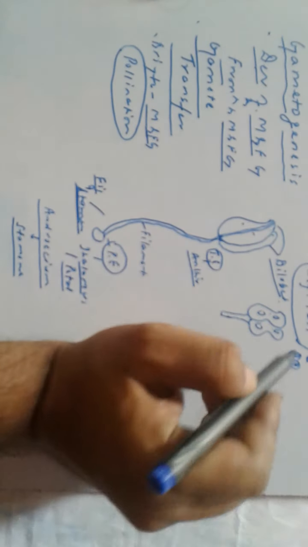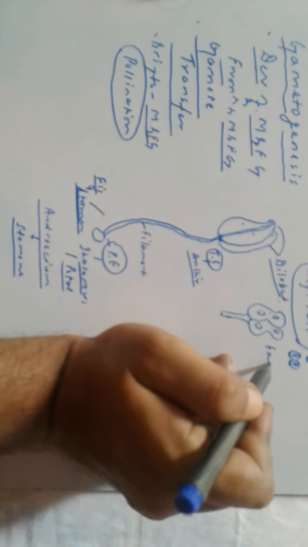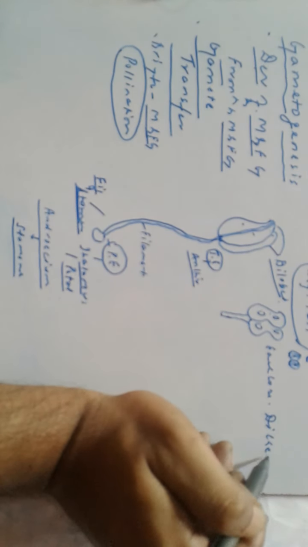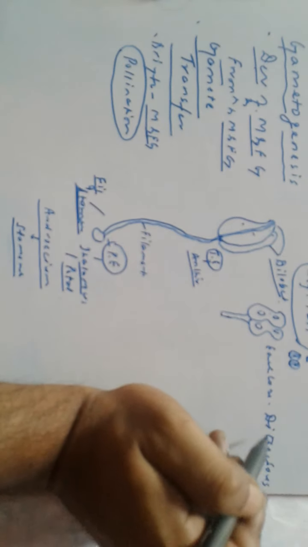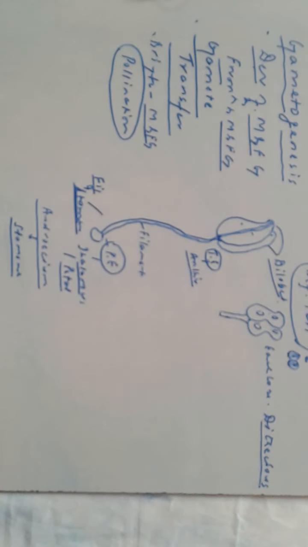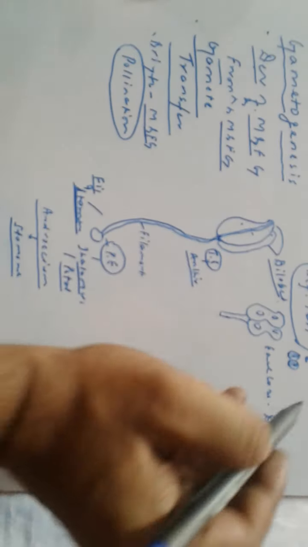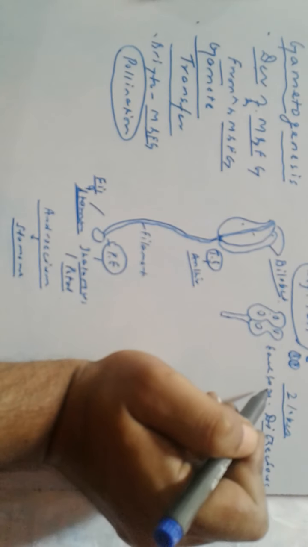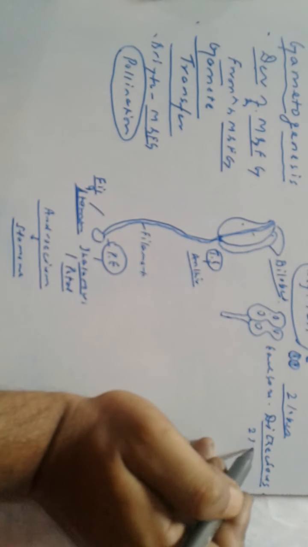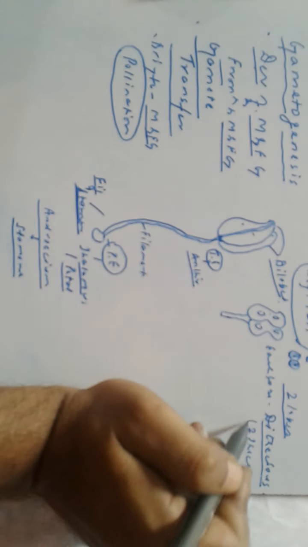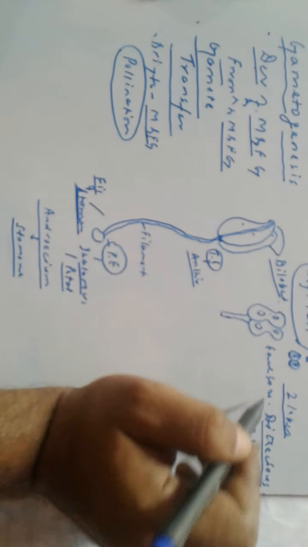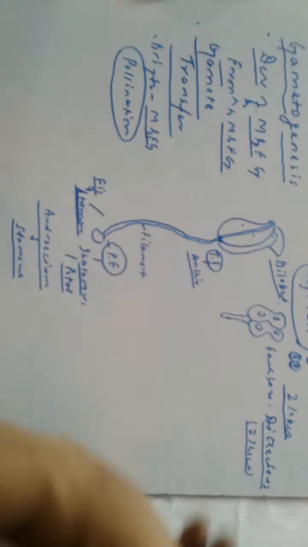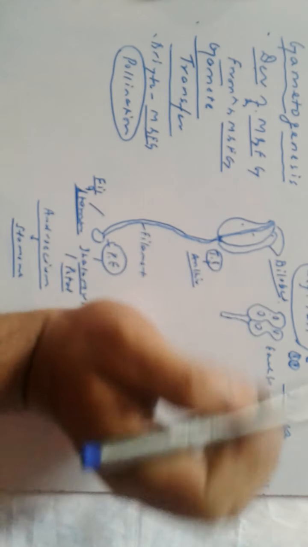So each lobe is dithecous. We have two lobes in the anther, and each lobe consists of two thecae, and they are separated by a longitudinal groove.